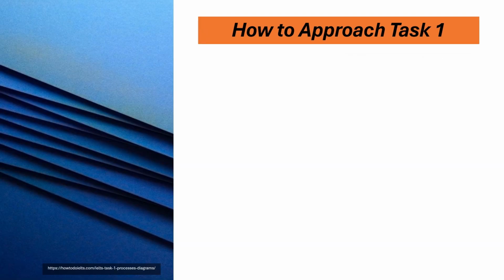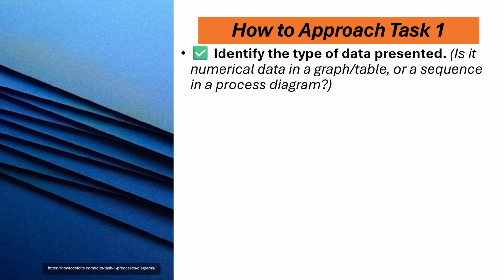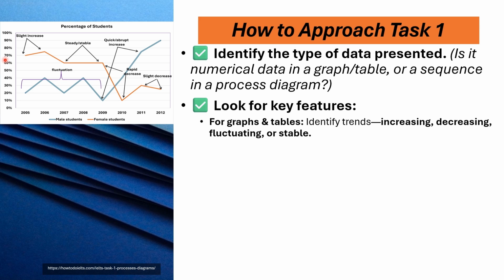Now let's see how to approach task 1. To do well in writing task 1, follow these key steps. First, identify whether you are describing numerical data from a graph, chart, or table, or explaining a sequence in a process diagram. For line graphs, bar charts, and tables, focus on the main trends. Whether the data is increasing, decreasing, fluctuating, or remaining stable, as shown in the line graph on the slide.